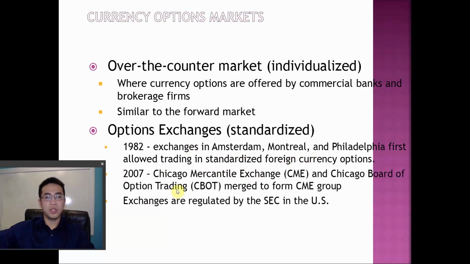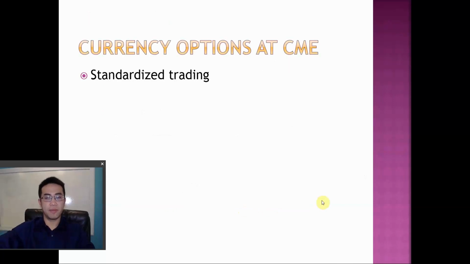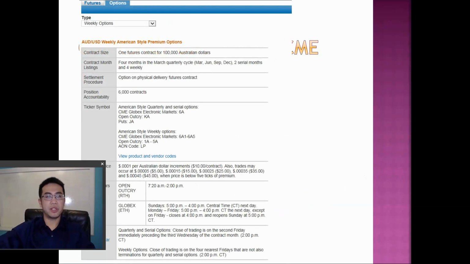And of course, currency options, just like stock options and stocks, are securities, and they are regulated by the Securities and Exchange Commission in the United States. So talking about currency options at the CME, it is a standardized market, so the trading is pretty standardized.